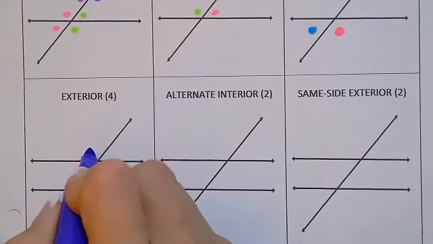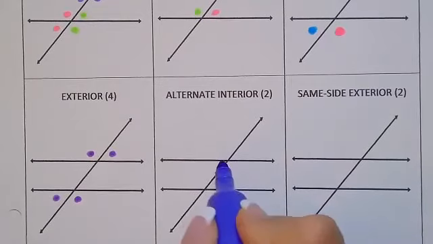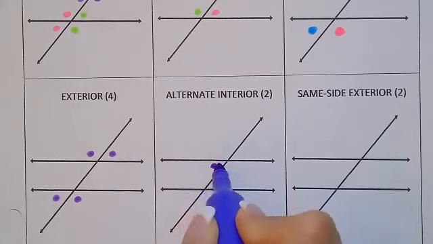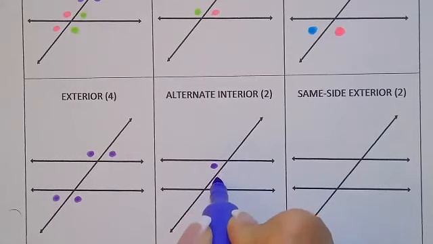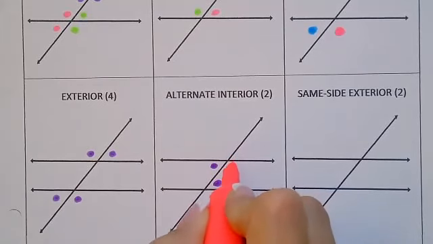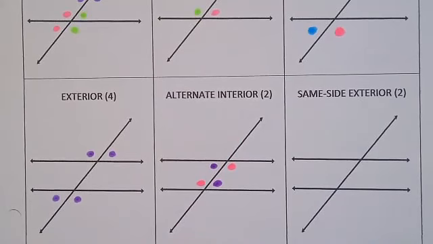Exterior angles. All four outside of the parallel lines. Alternate interior. So interiors in between, alternate. If one is on this side of the transversal, then the other one is on the other side. Here's your other pair. This is interior. So on the other side of the transversal, its pair, alternate interior.